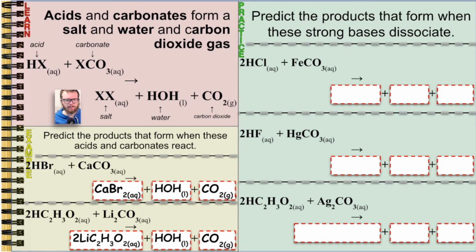Okay, on slide 18, acids and carbonates form a salt, water, and carbon dioxide gas. So we have an acid, something H, and then whatever the conjugate negative anion is. And then we've got a carbonate. Carbonates are usually some metal and then a CO3 ion at the end. So whatever these two X's were will combine to form a salt, and then we'll get some water, and then we'll get some carbon dioxide.